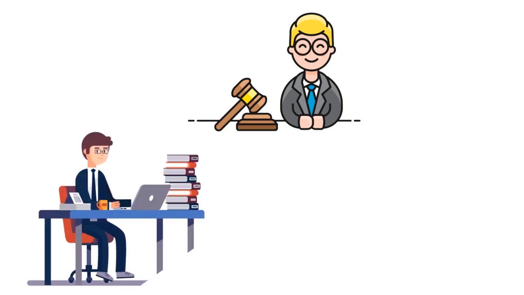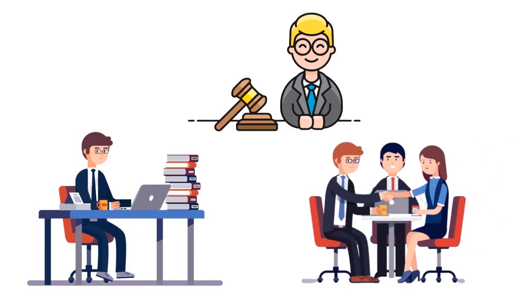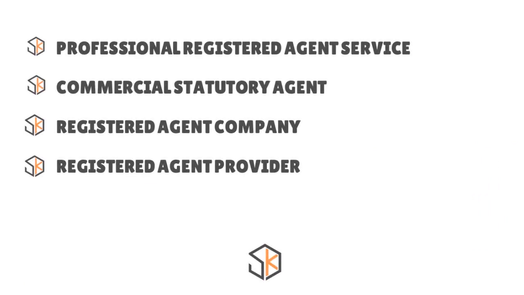So think about it. You have ancillary services that, if you were to go with attorneys and accountants, you may not necessarily have. A commercial registered agent may also be called a professional registered agent service, a commercial statutory agent, a registered agent company, a registered agent provider. So you have all kinds of names. When you hear all of those names, just understand that they are interchangeable.